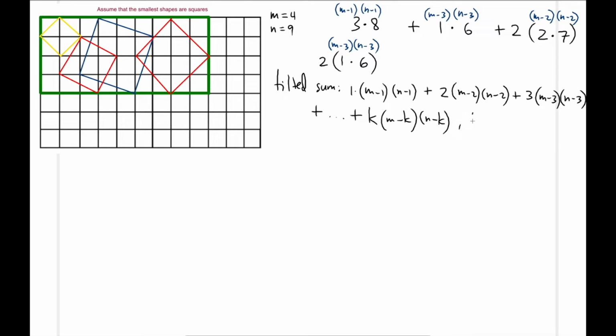And now we have to be careful that k is less than or equal to m-1, because m-1 should be the highest value for the integer k. Otherwise the last product will be 0.